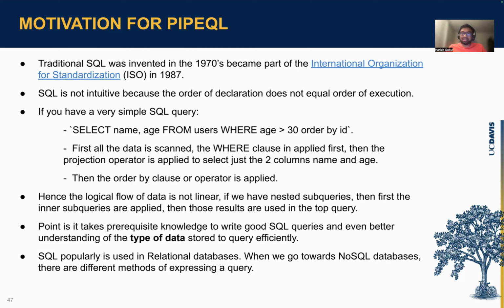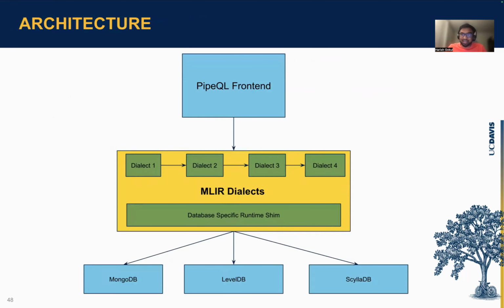The point is that it takes prerequisite knowledge to write good SQL, and understanding SQL is not that easy. SQL is popularly used in relational databases, and when we go towards NoSQL databases like MongoDB or Apache Cassandra, these languages sort of fizzle out, and each database implements its own query language. So that's where the motivation kicks in.